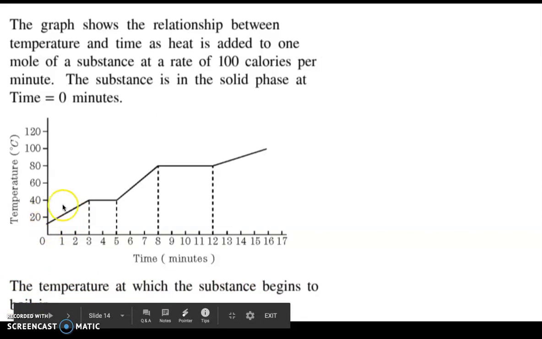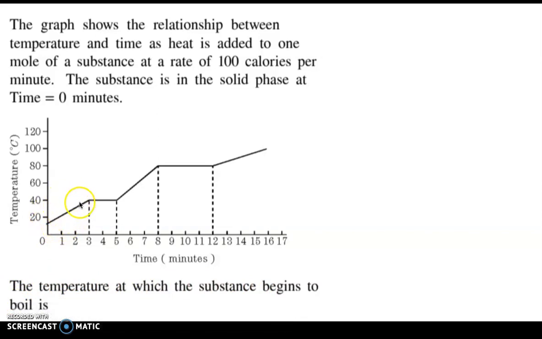So we know that this first line here is representing the solid. This is going to be the melting point. The melting point is about 40 degrees Celsius. Then this is where it's at its liquid. This is going to be the boiling point. And remember, the melting point and the boiling point remain constant. At the boiling point, we have about 80 degrees Celsius. So our answer is going to be 80 degrees Celsius. That is the temperature at which the substance begins to boil. And then up here, we have our gas.